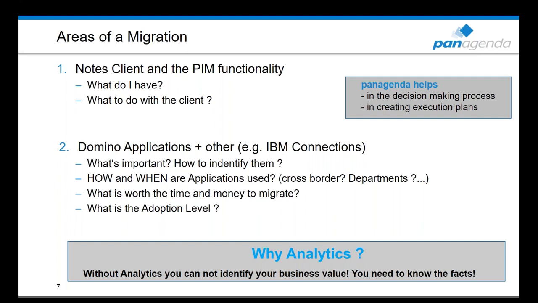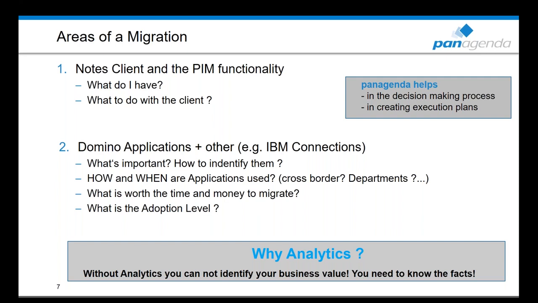And as a second category, of course, all the Domino applications I currently have up and running in my Domino landscape. Plus, if you have additional products such as IBM Connections, then you also need to assess this kind of environment from a usage point of view. So who is using what, when is which application used, or even to what extent the adoption level is currently in my environment. So for instance, in the IBM Connections world, you have for sure some sort of adoption level from the end user point of view.